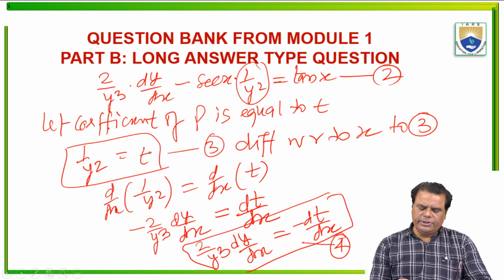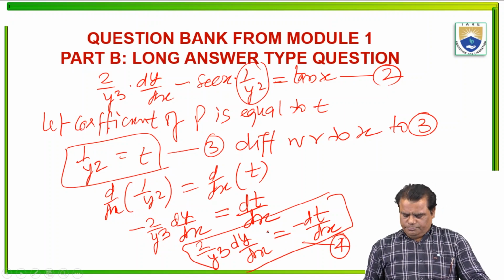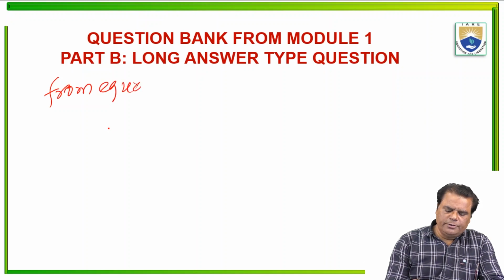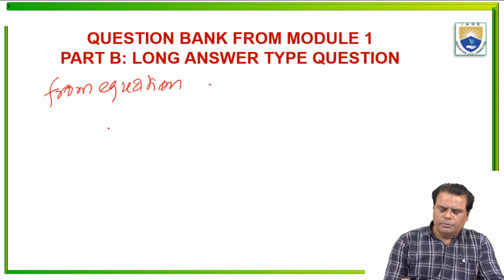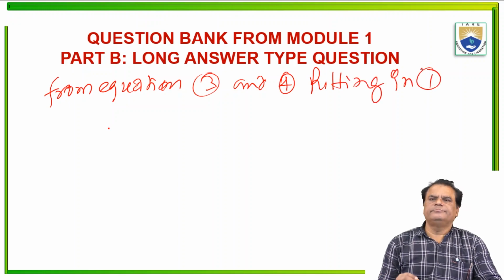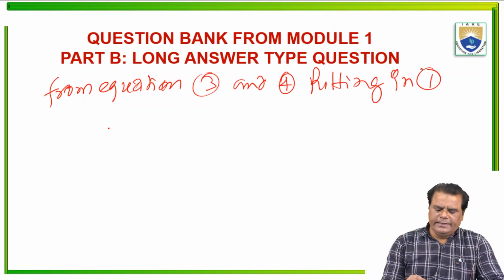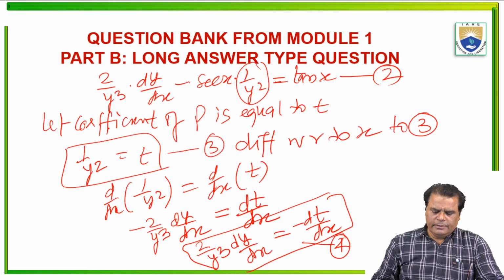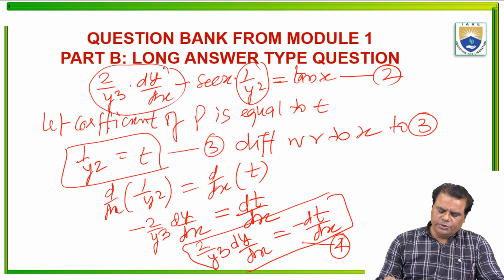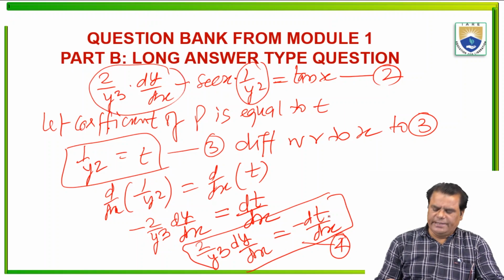From equations 3 and 4, putting into 1, we get here 2y³ dy/dx. This function is equal to -dt/dx.